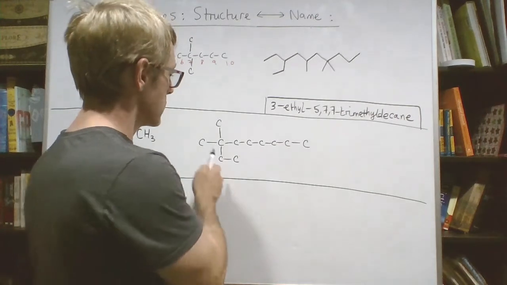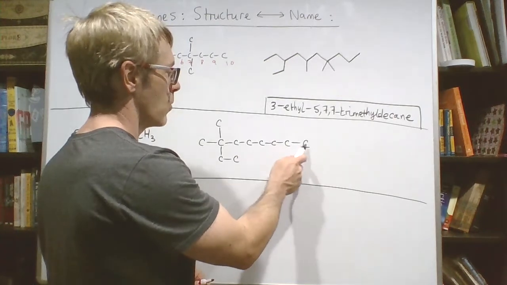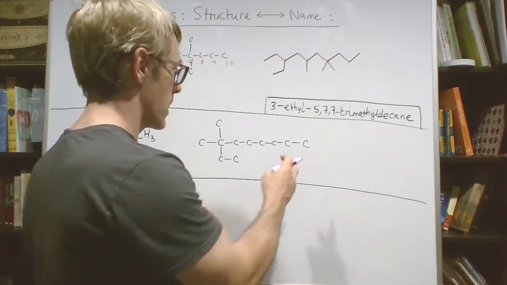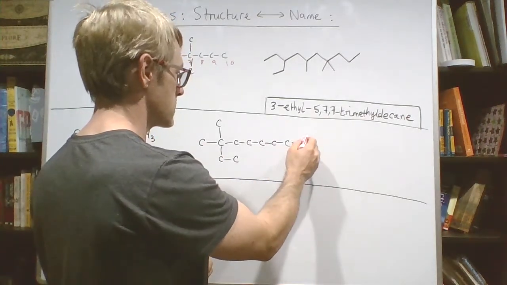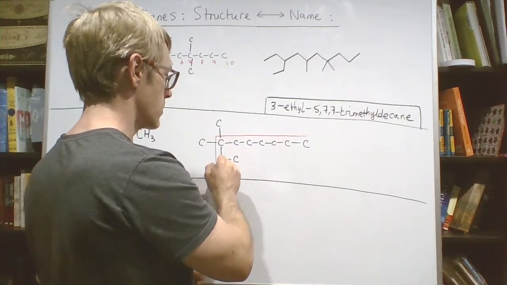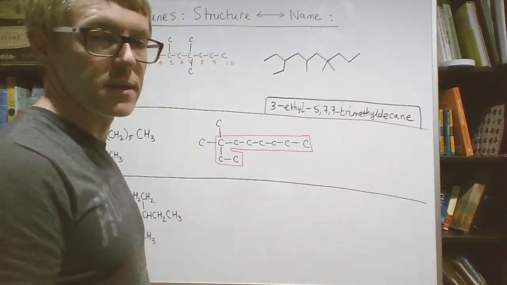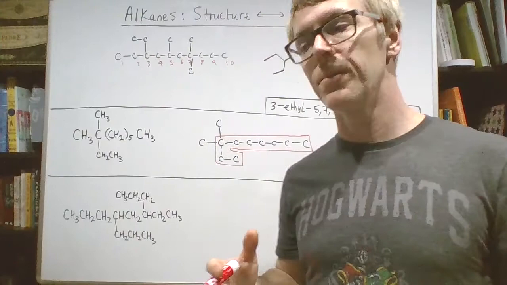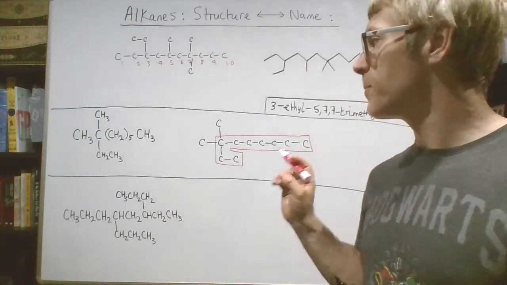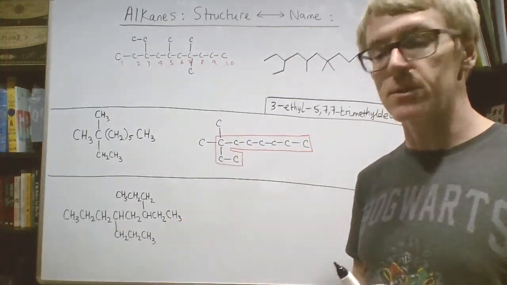The longest chain, let's see, 1, 2, 3, 4, 5, 6, 7, 8. 1, 2, 3, 4, 5, 6, 7, 8, 9. So actually, what looks like the longest chain is not. The longest chain seems to include this bend. So again, oftentimes you can make a mistake if you don't correctly identify, well, you'll always make a mistake if you don't correctly identify the longest chain. It's not always the one that looks the longest, it's the one that's actually the longest, and it might take some inspection.